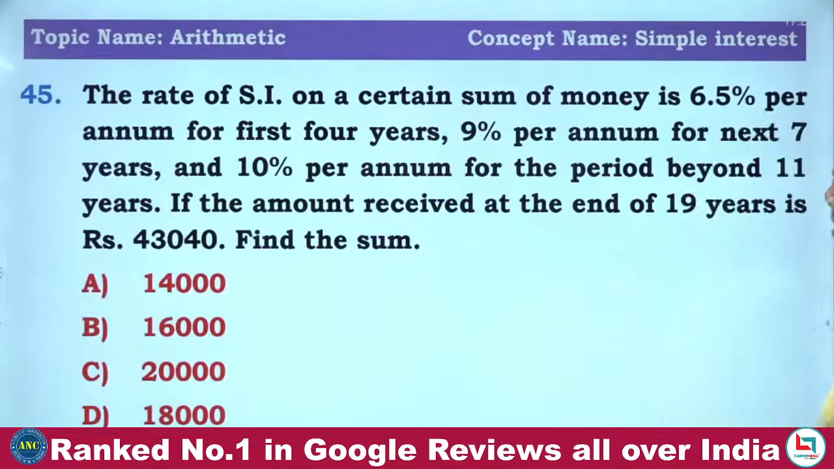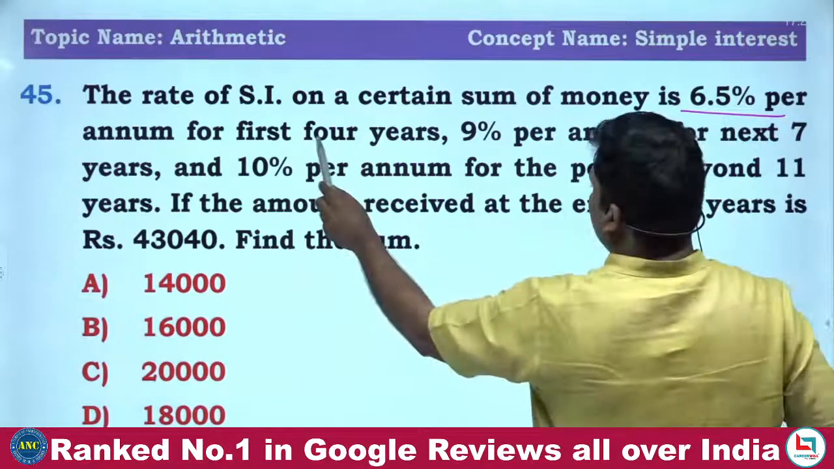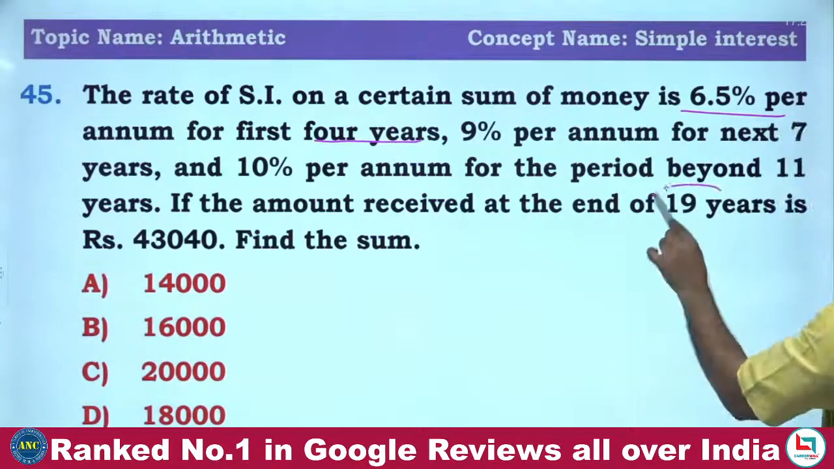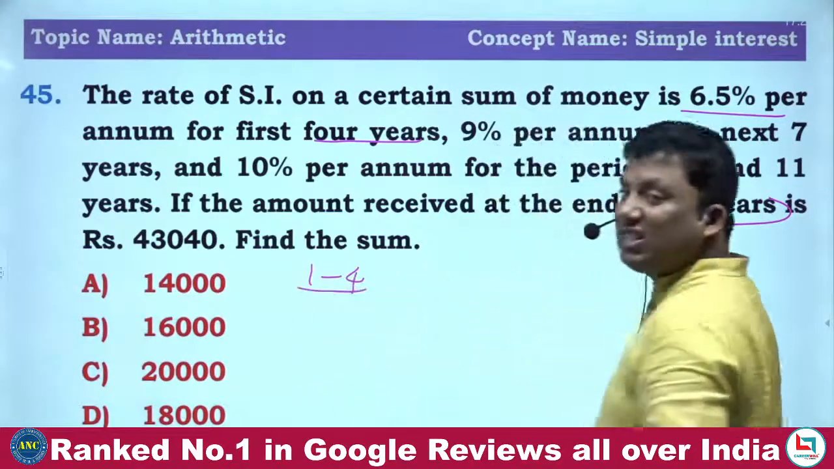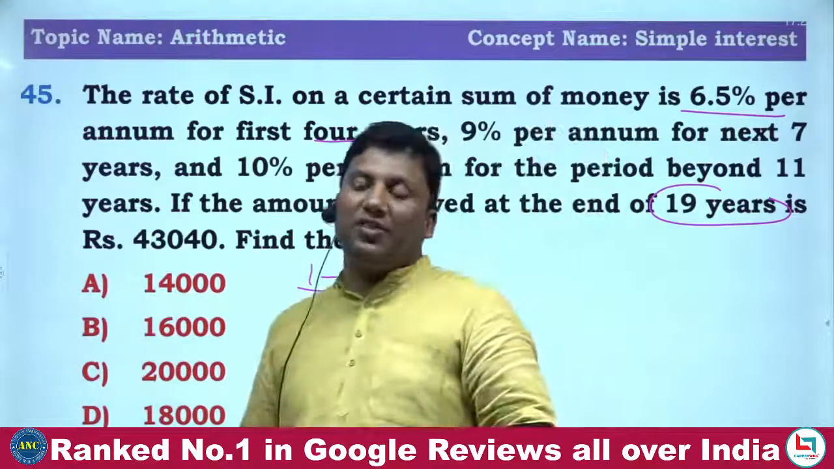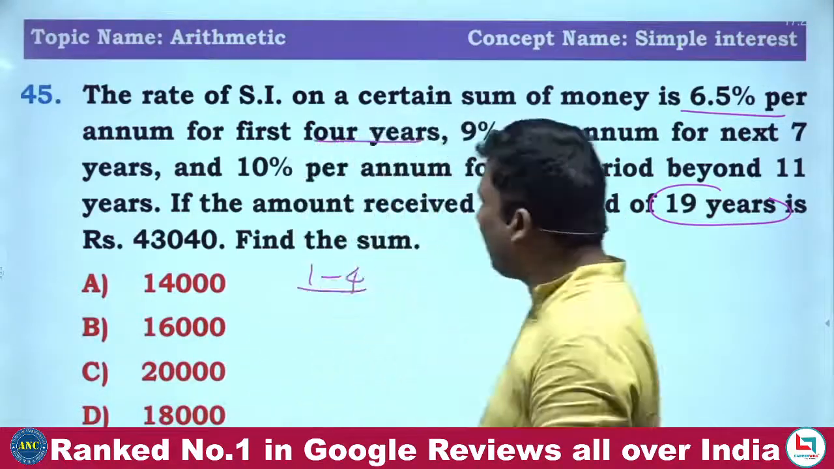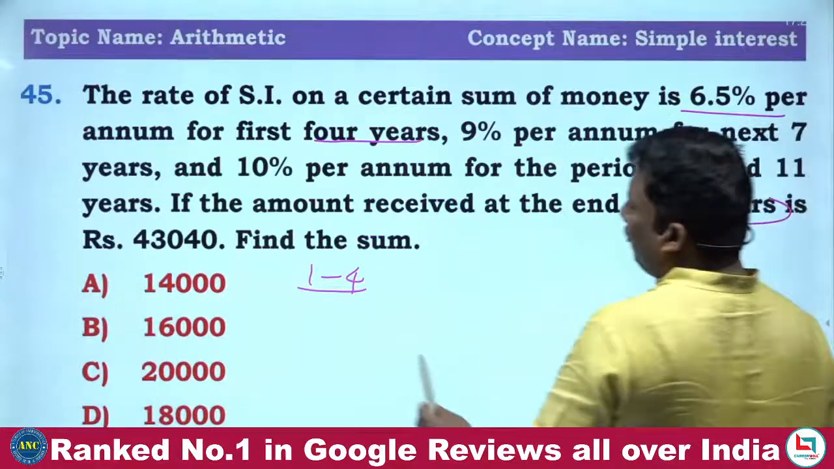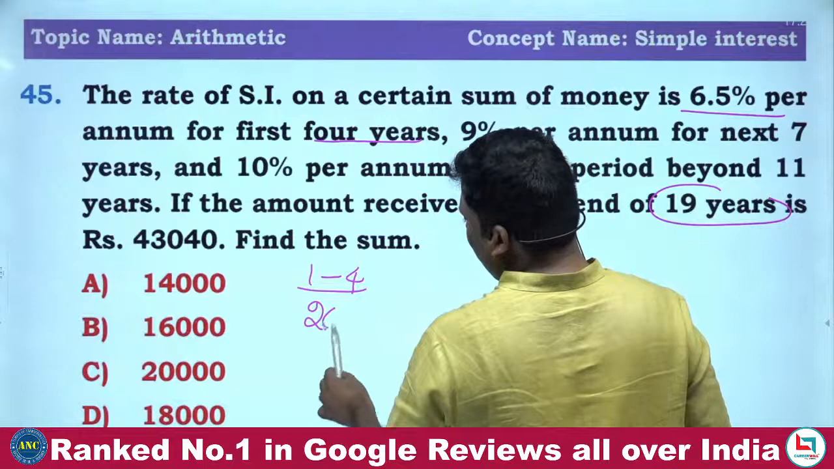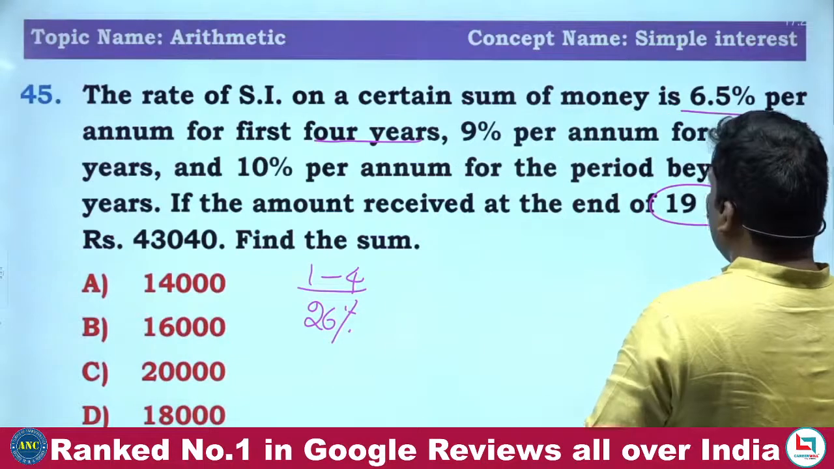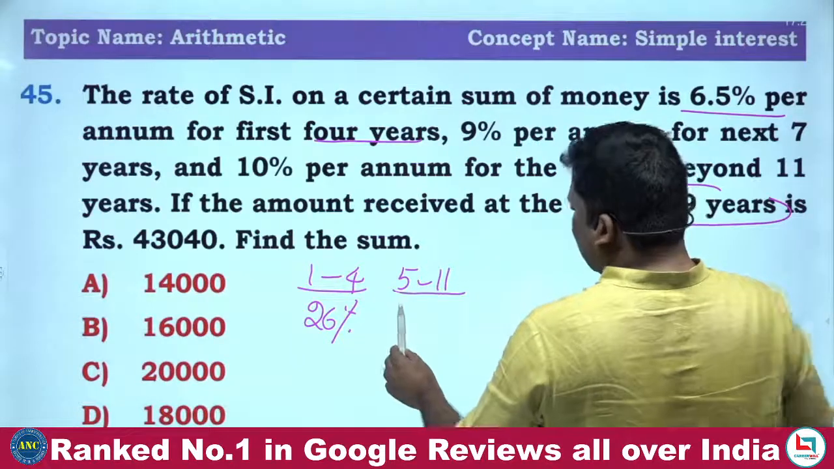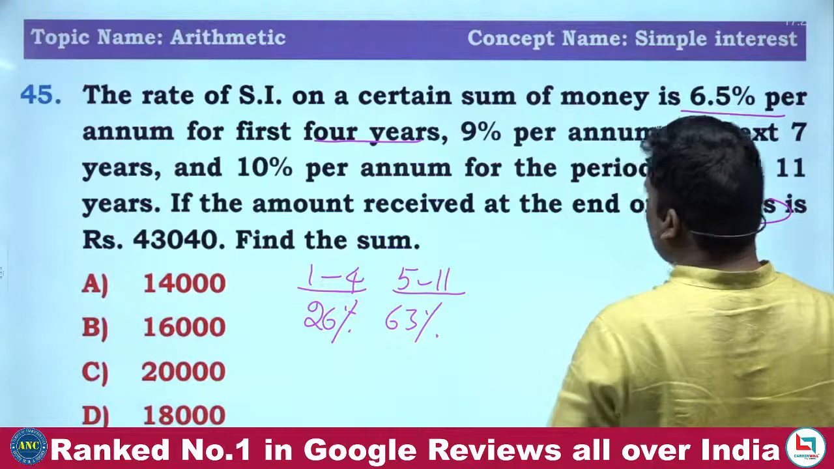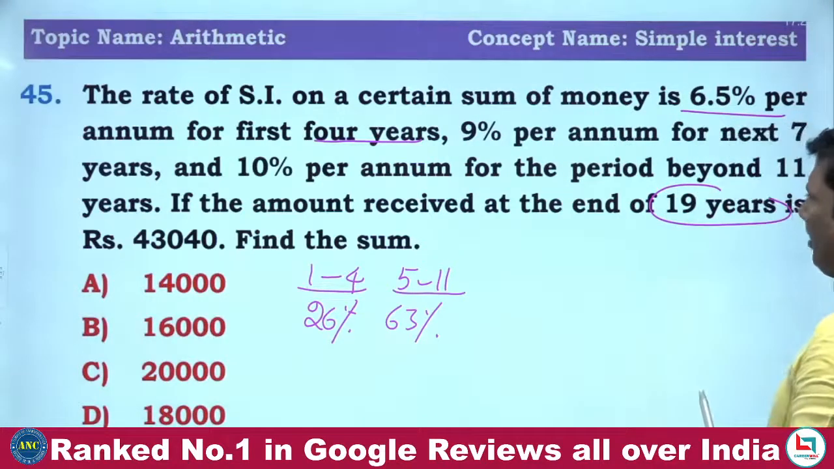Rate of simple interest on a certain sum of money is 6.5% for 4 years. Totally how many years is it? 19 years. For the first 4 years, it is 6.5%. In case of SI, the rate of interest is the same every year. First year 6.5, 4 years: 6.5 into 4, 26%. Next 7 years, from 5 to 11, it is 9%, 63%. So next 7 years means 11 years are over.